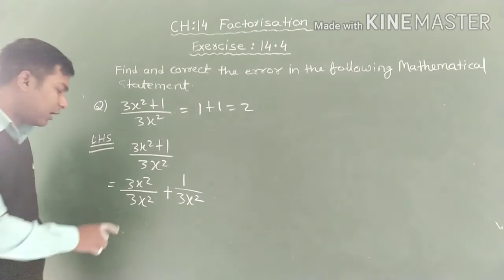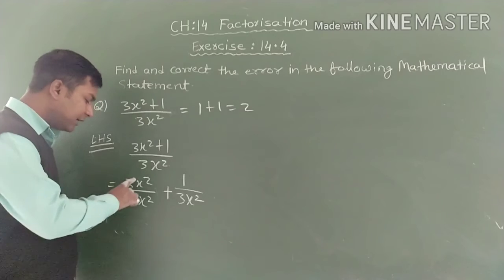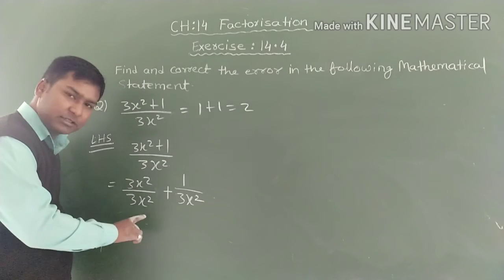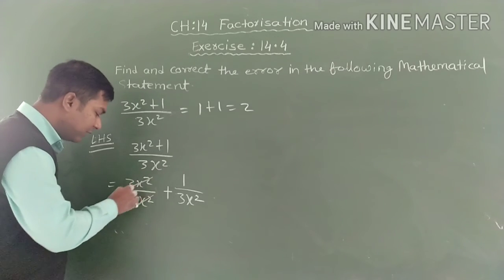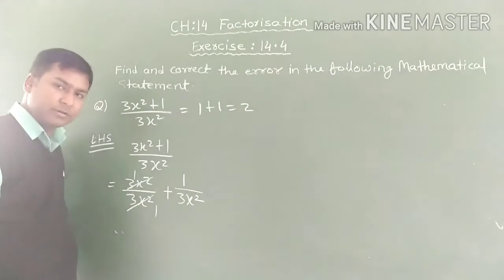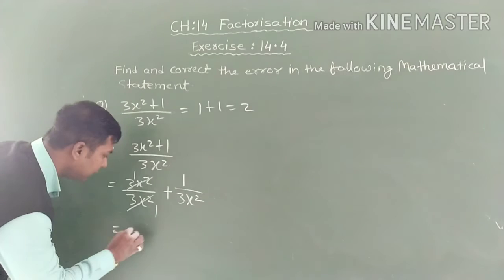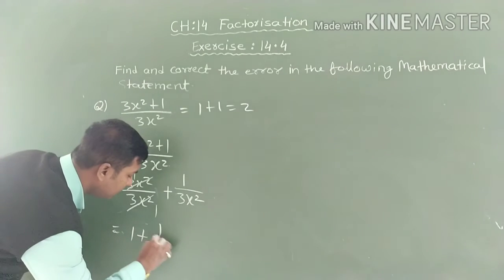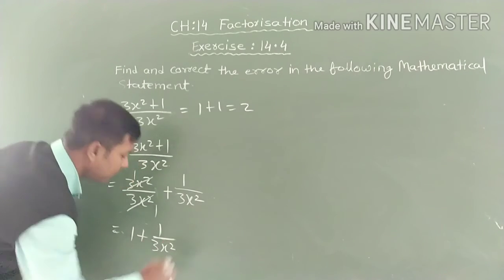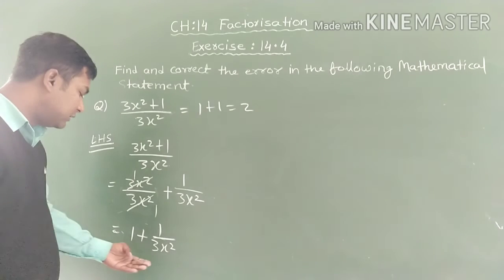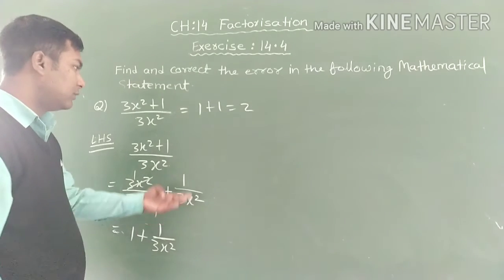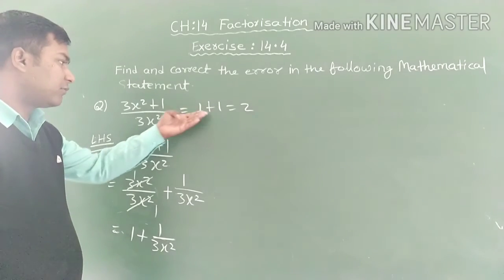Okay. Now 3x square and 3x square can be cancelled out, so by 1 times it will be cancelled out. So what is left? 1 plus 1 upon 3x square. Okay, so it is the right expression. And what is given here? 1 plus 1 equals to 2.